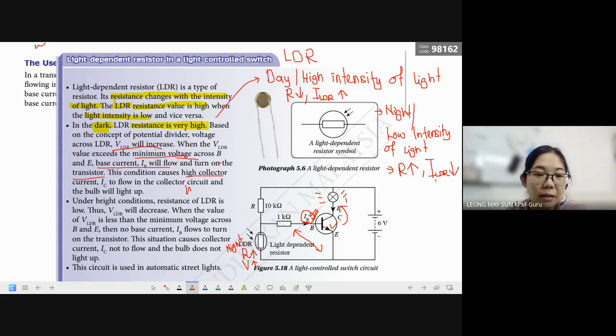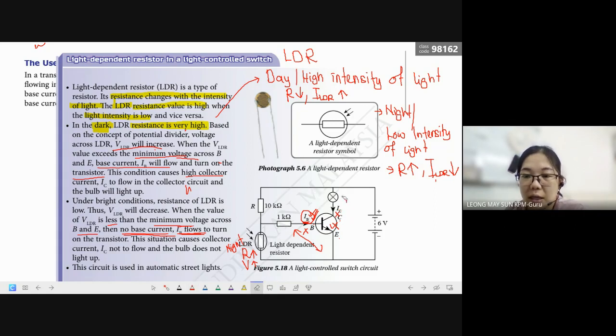Okay, so under bright condition, the resistance of the LDR is low. Therefore, the potential difference across the base and the emitter will decrease, because with low resistance, the potential divider value of the potential difference will be lower. Hence, it will be lower than the minimum voltage across the base and the emitter. When the voltage is less than the minimum, no base current will be able to flow to turn on the transistor. So if there is no base current, the transistor will be off, then there will be no collector current, and hence the light bulb will be off.